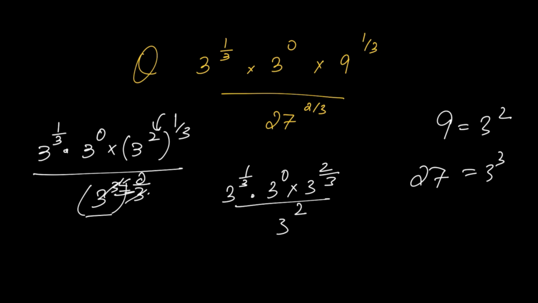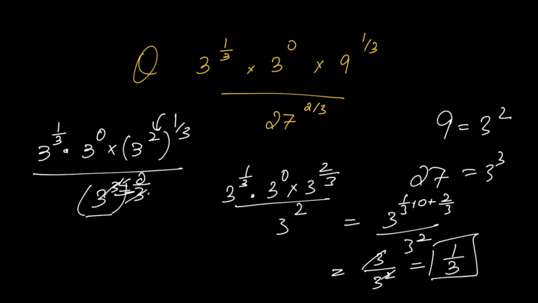Okay, now we discussed that if the bases are the same, their powers will add. So 3 to the power 1 upon 3 plus 0 plus 2 upon 3, this gives us 1, and 3 to the power 1 upon 3 square. So 3 upon 3 square, and this 3 gets cancelled with this square, and this gives us 1 upon 3.